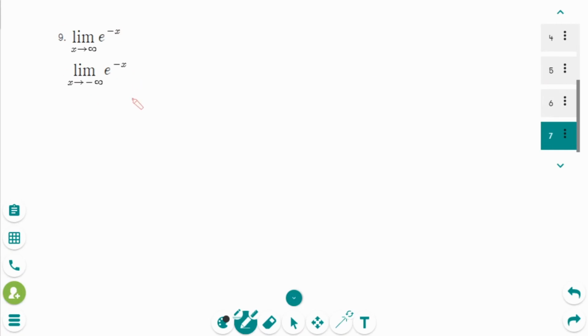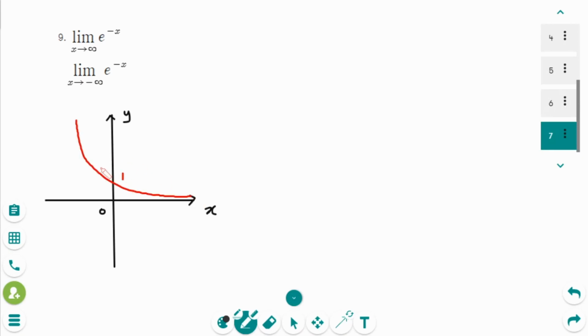These are the next questions. Question 9 is almost the same as question 8. Let's draw this again. Y-axis. Remember that the number e is roughly equal to 2.72. So the graph is like this. This is 1. When x approaches infinity, it means that x keeps moving to the right, and the graph gets near to 0. So this one is 0.